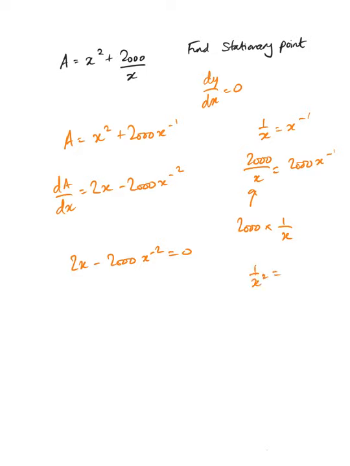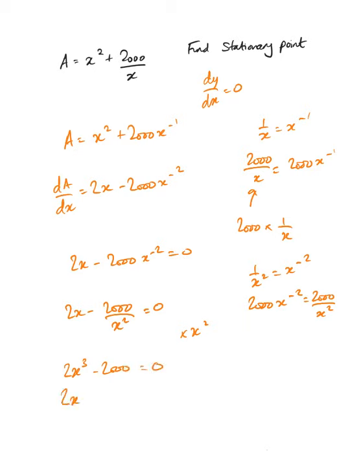Now 1 over x squared is x to the minus 2, so 2000 x to the minus 2 is 2000 over x squared. So I'm going to make it minus 2000 over x squared, because I think it makes it slightly easier. You hopefully can see from here I want to multiply by x squared, so I'm going to get 2x to the power 3 minus 2000 equals 0, so 2x to the 3 equals 2000, x to the 3 equals 1000, so x equals 10.